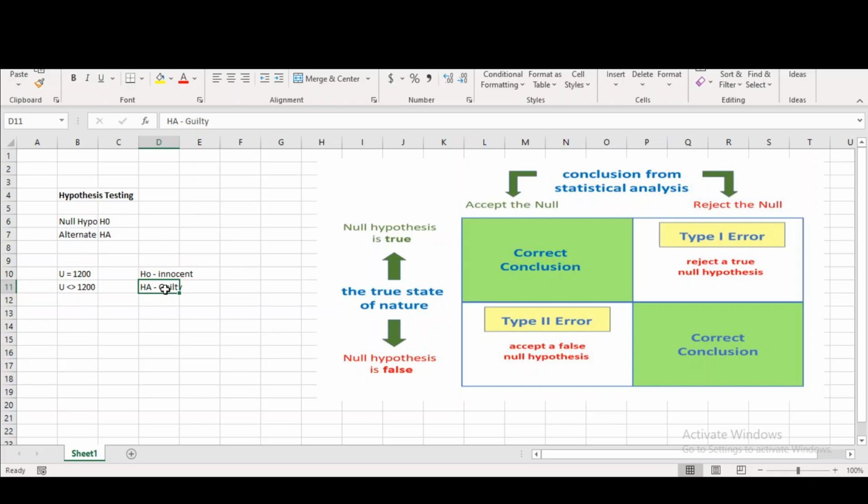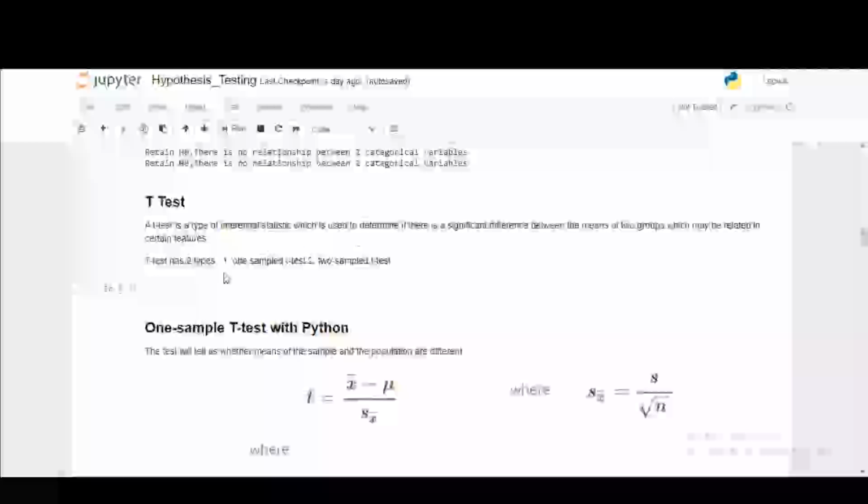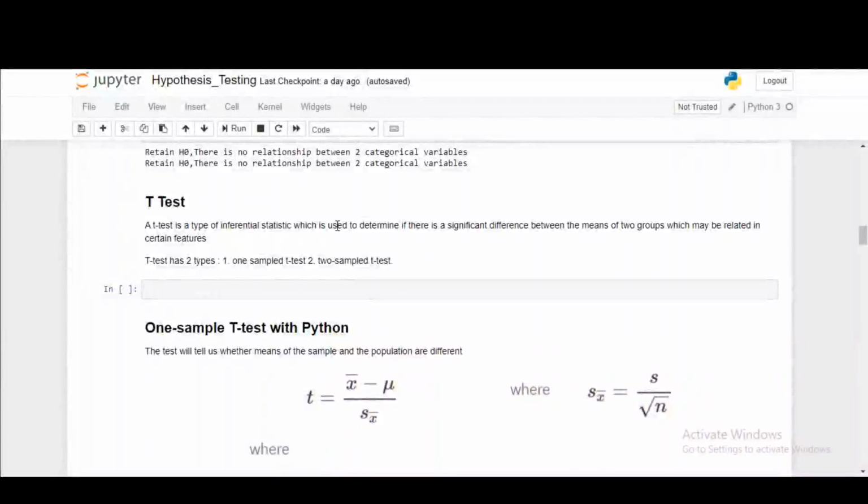In Python, we will be doing this test like this. We call this a t-test. A t-test is a type of inferential statistics which is used to determine if there is a significant difference between the means of two groups, which may be related to a certain feature. The t-test is also of two types: one sample t-test and two sample t-test.